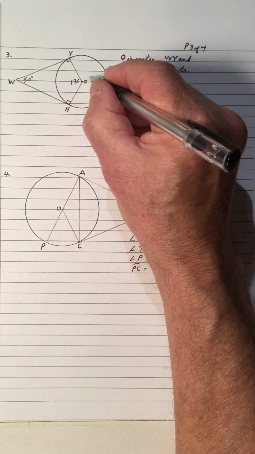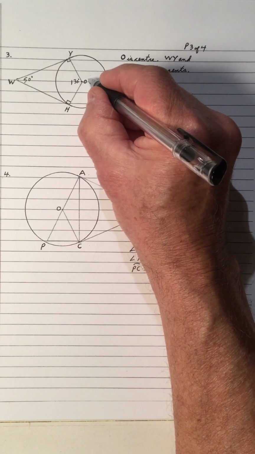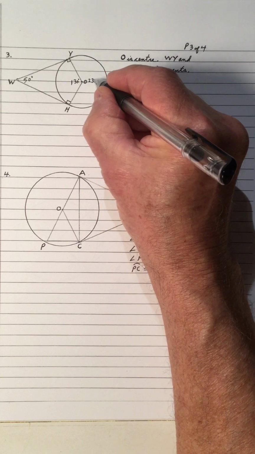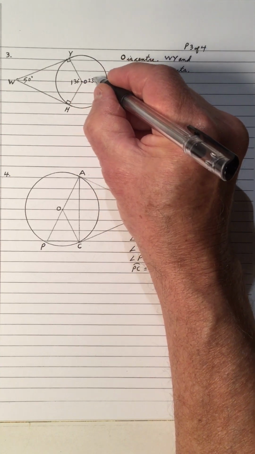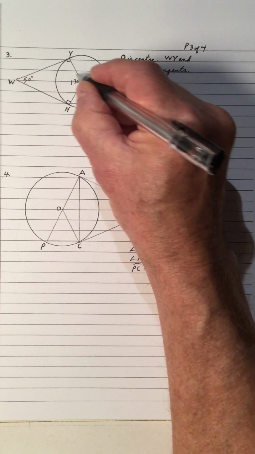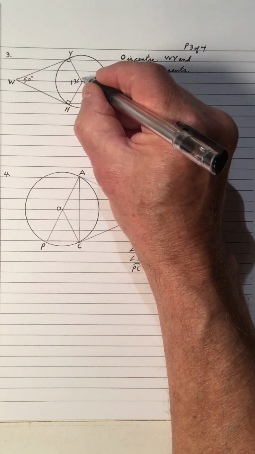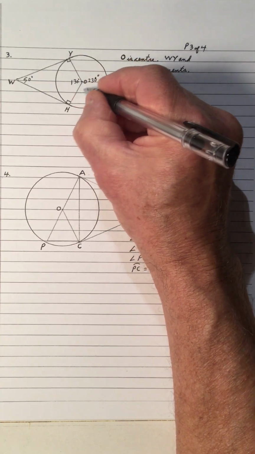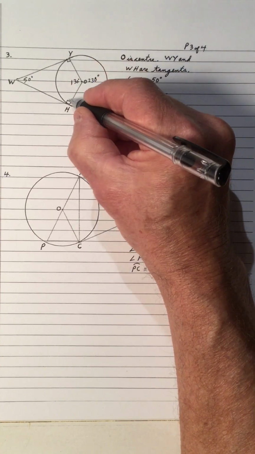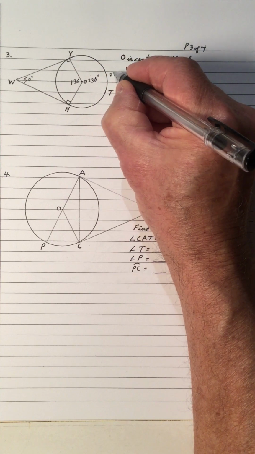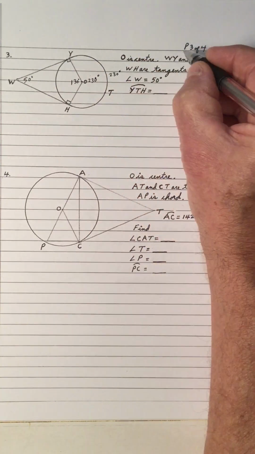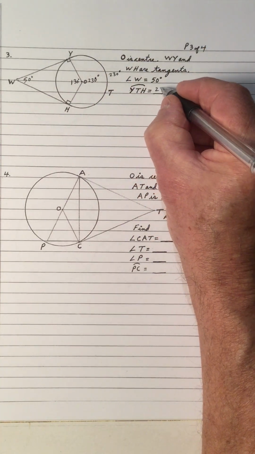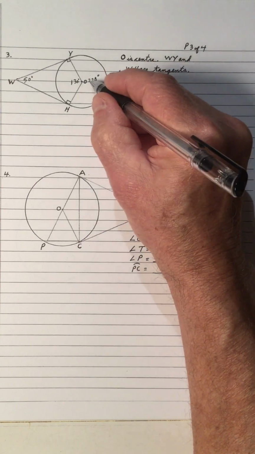So that means on this side we have 230, because there's 360 degrees around this point. So move all the way around, you get 360. So this is a central angle. So that means this arc is 230. That's one way to do it.